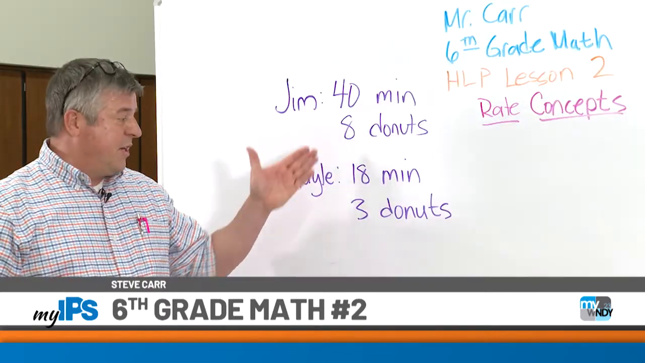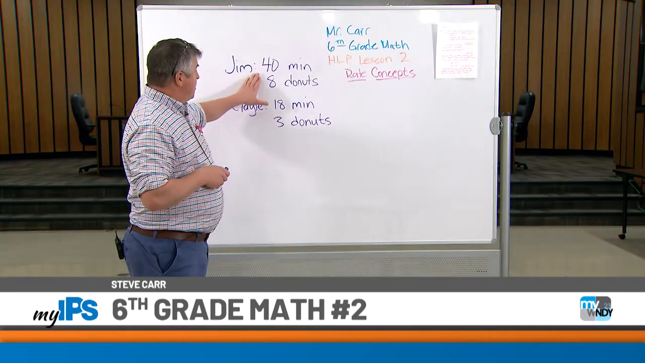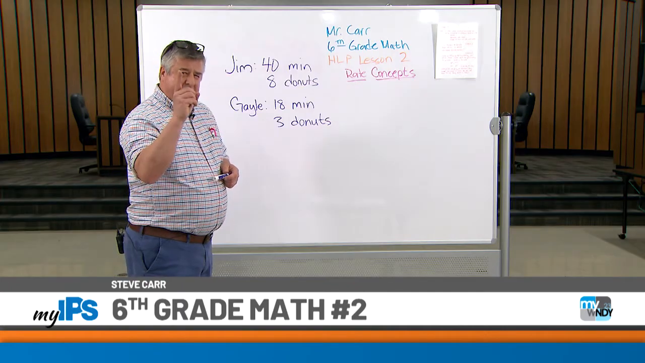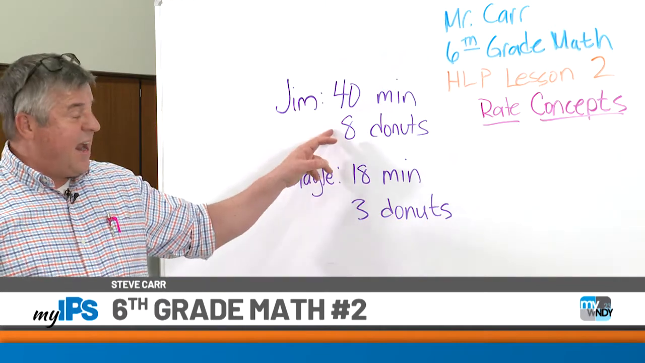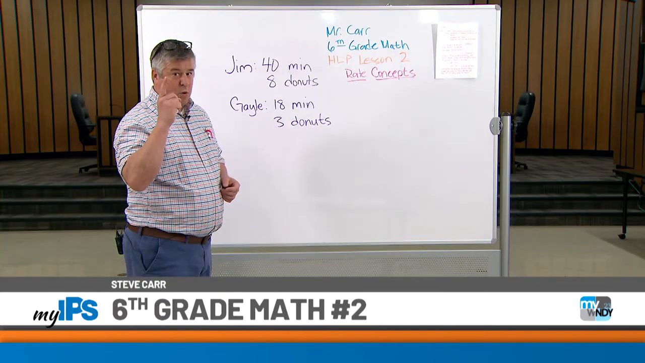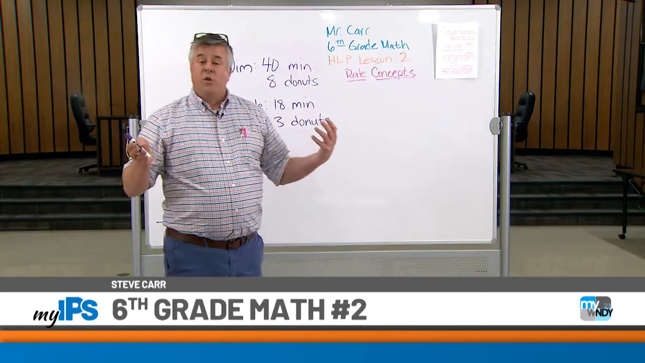Well, in this situation, it's tough to compare. But we can concentrate on Jim first. He's making 8 donuts. How long does it take him to make 1 donut? Well, to find that out, we would need to take our 8 donuts and split them into 8 parts. Each of those parts would be worth 1 donut. We split things apart mathematically using division.